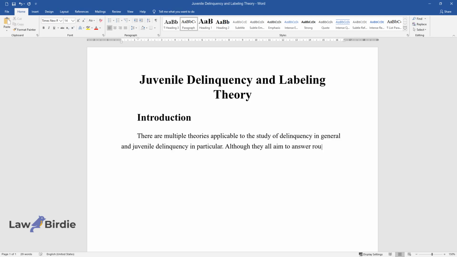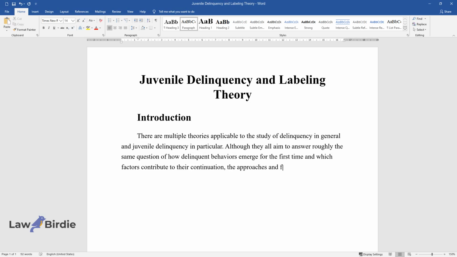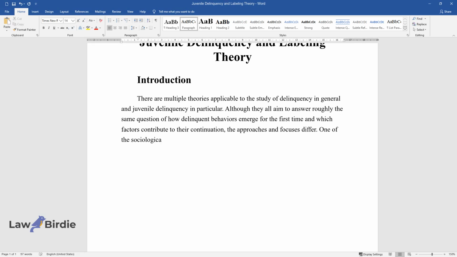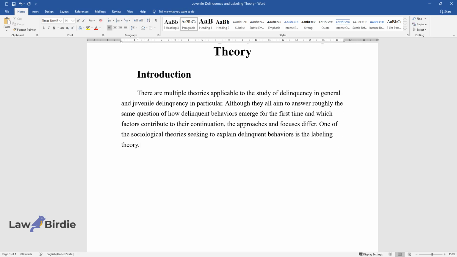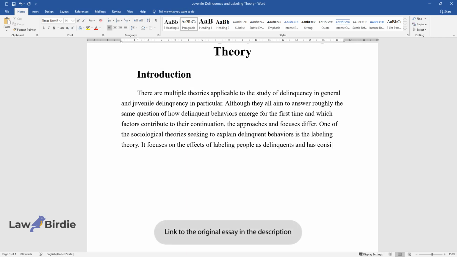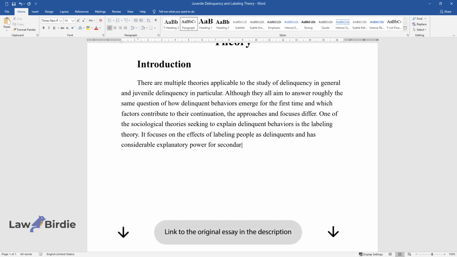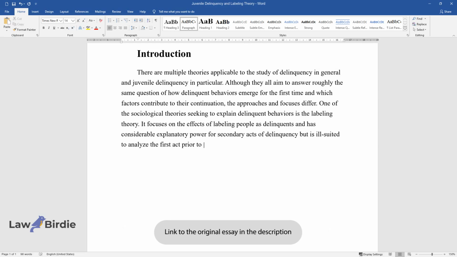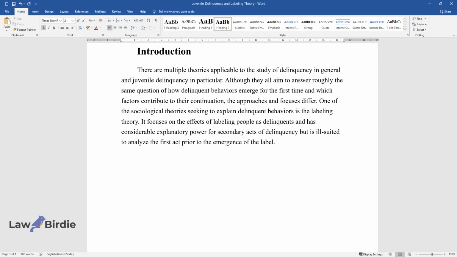Although they all aim to answer roughly the same question of how delinquent behaviors emerge for the first time and which factors contribute to their continuation, the approaches and focuses differ. One of the sociological theories seeking to explain delinquent behaviors is the labeling theory. It focuses on the effects of labeling people as delinquents and has considerable explanatory power for secondary acts of delinquency, but is ill-suited to analyze the first act prior to the emergence of the label.